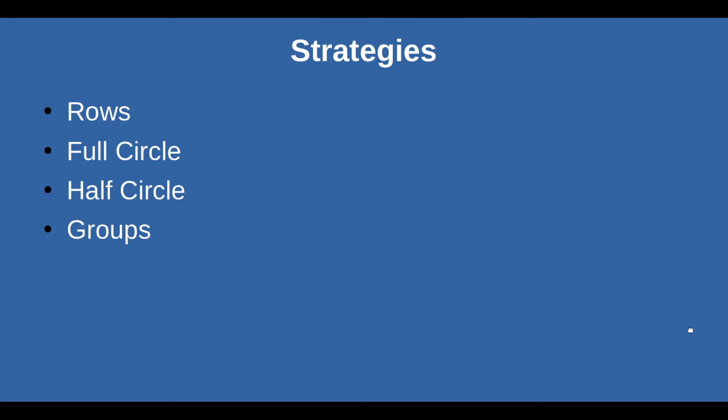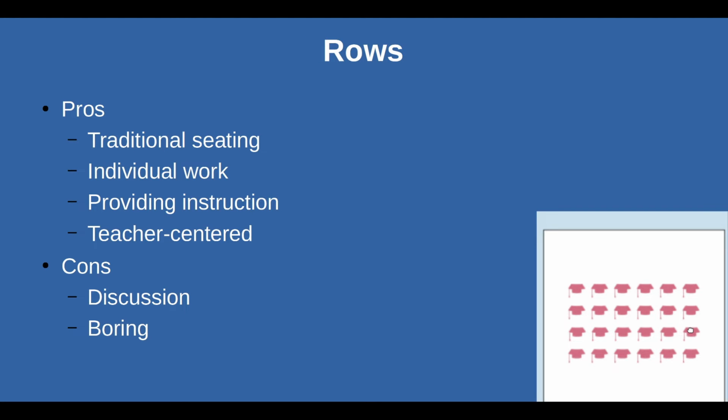Now, it can be more complicated than this, but there are essentially 4 different ways that you can set up the seats or the desks in your classroom: rows, full circle, half circle, and of course groups or even pairs. In the lower right hand corner, you can see our first example here, that's rows. This is the traditional way to set up a classroom.